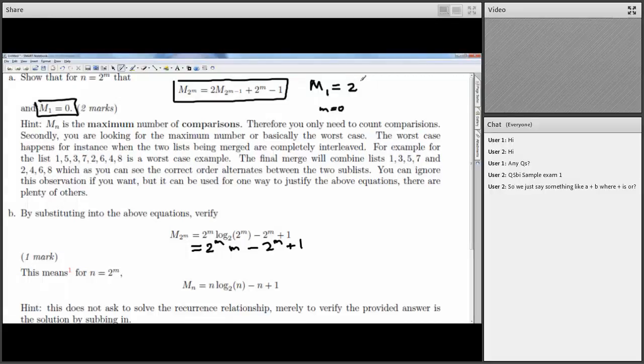So you have 2 to the 0, times by 0 minus 2 to the 0 plus 1. 0 times anything is 0, minus 2 to the 0 is 1, plus 1 is 0, which gives exactly what we want. So that's right. That's the first bit. And if you could do that one, I gave half a mark if people gave that sort of stuff.